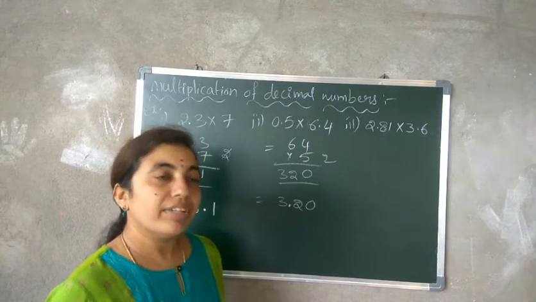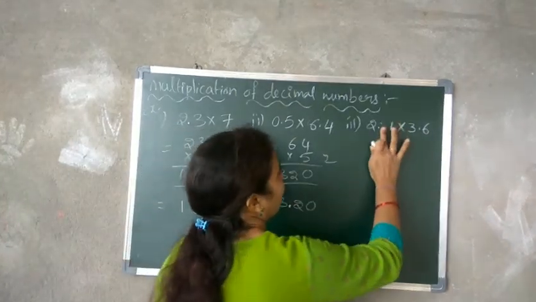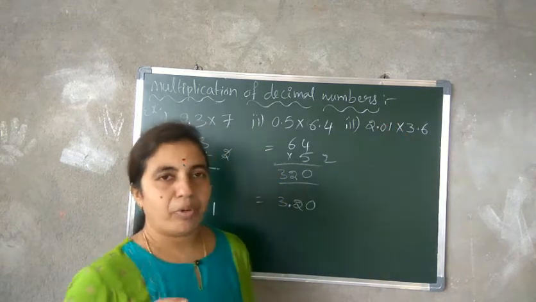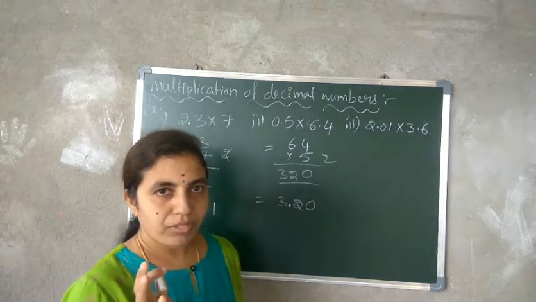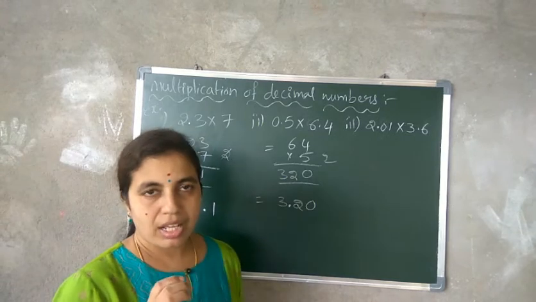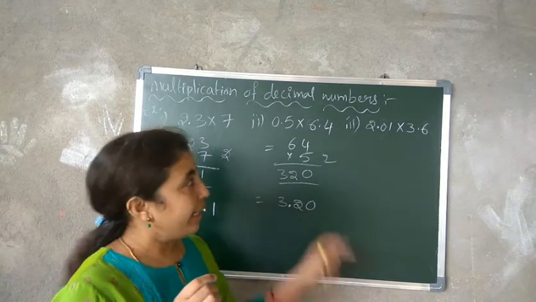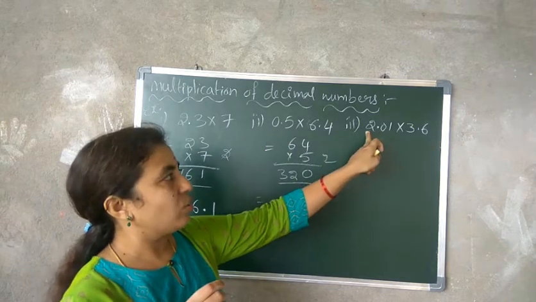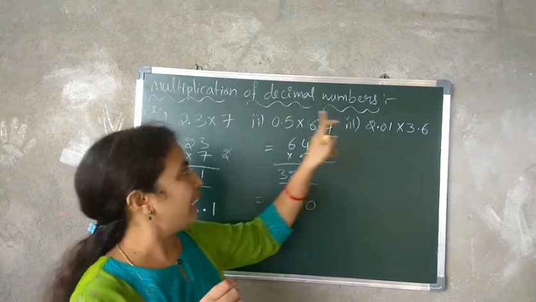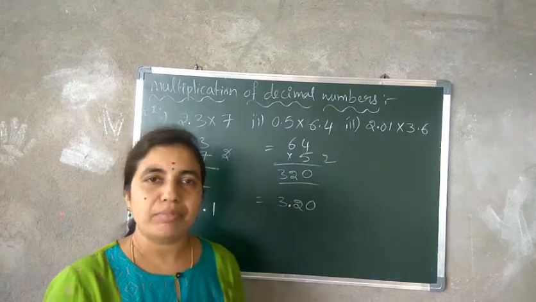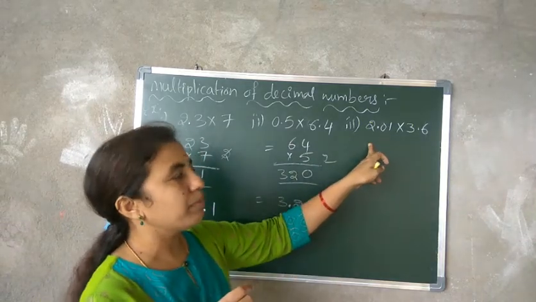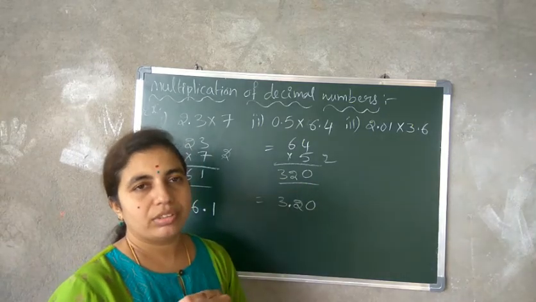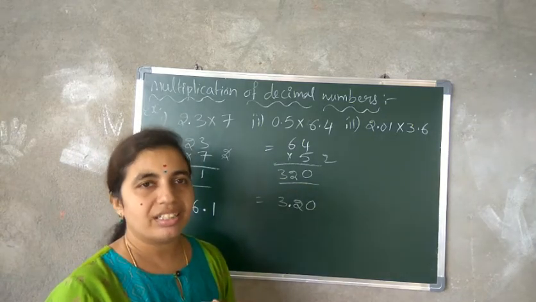I'll go with it like this: 2.01 into 3.6. Now, here I said that if 0 is there, no need to consider the 0. But here, the total number is 201. Here the number is 05, and 05 is nothing but 5. But here, without the decimal, the number is 201, so you should not ignore that 0. You have to consider the 0 also.